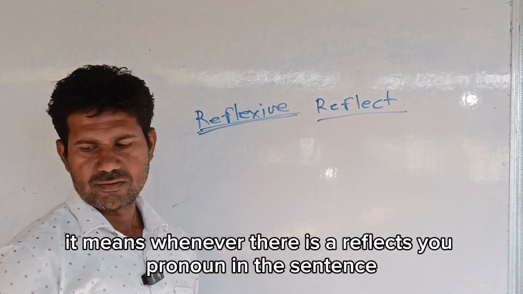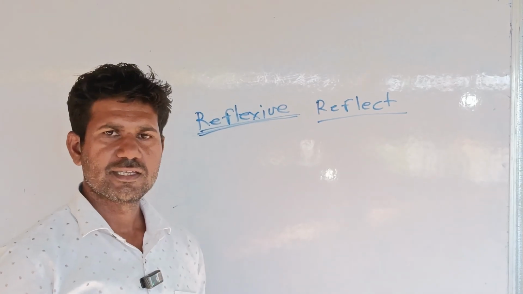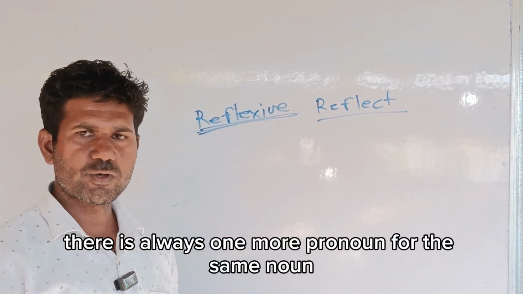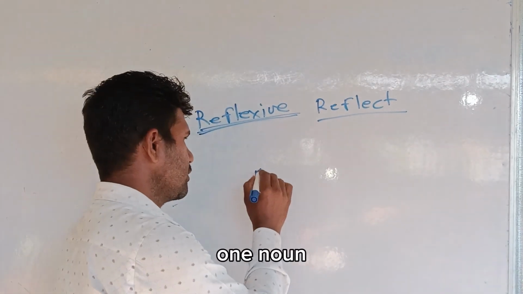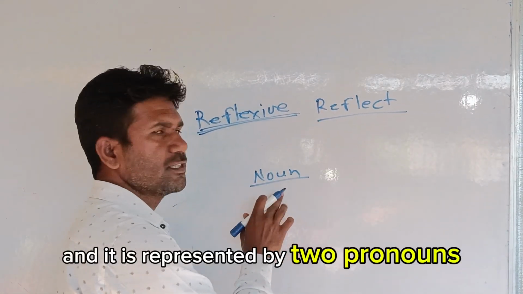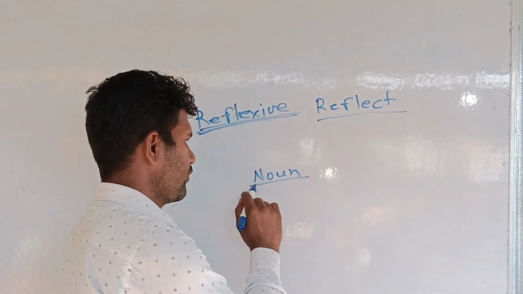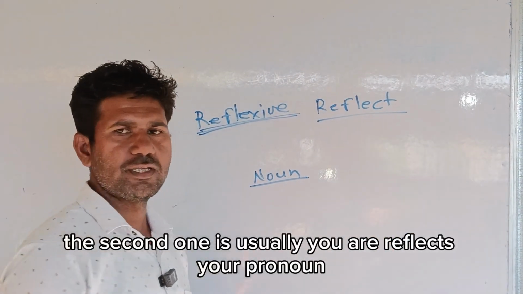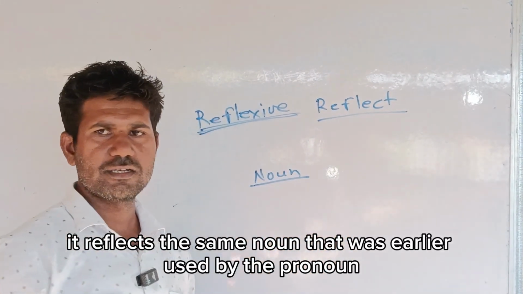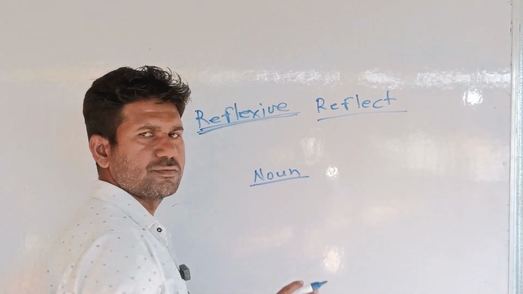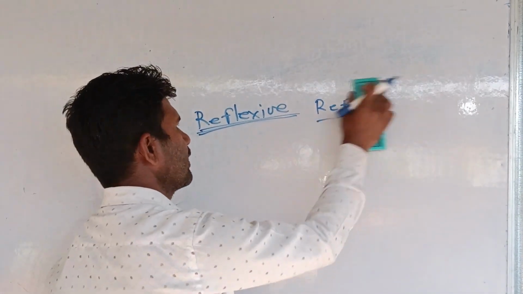It means whenever there is a reflexive pronoun in the sentence, there is always one more pronoun for the same noun. One noun is represented by two pronouns. The second one is usually your reflexive pronoun. It reflects the same noun that was earlier used by the different pronoun. Now let's go through an example.